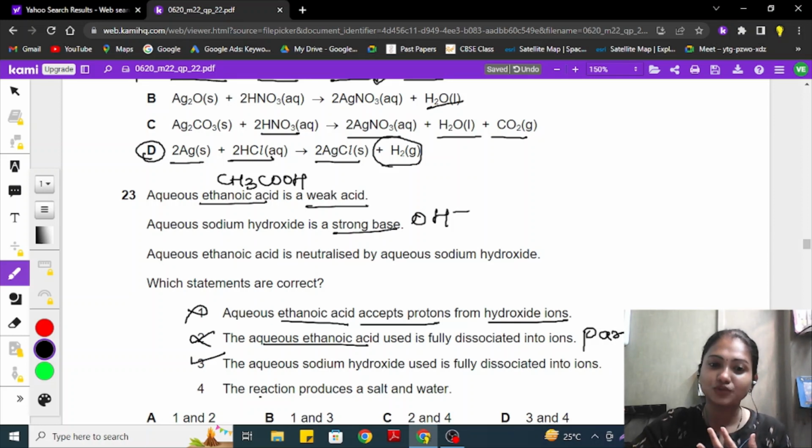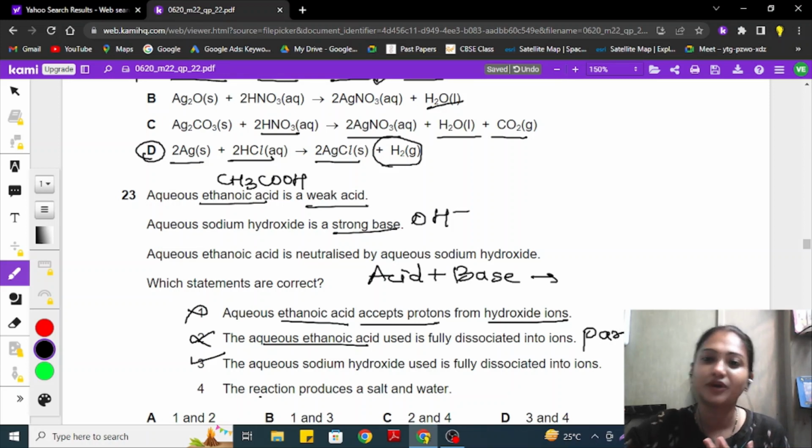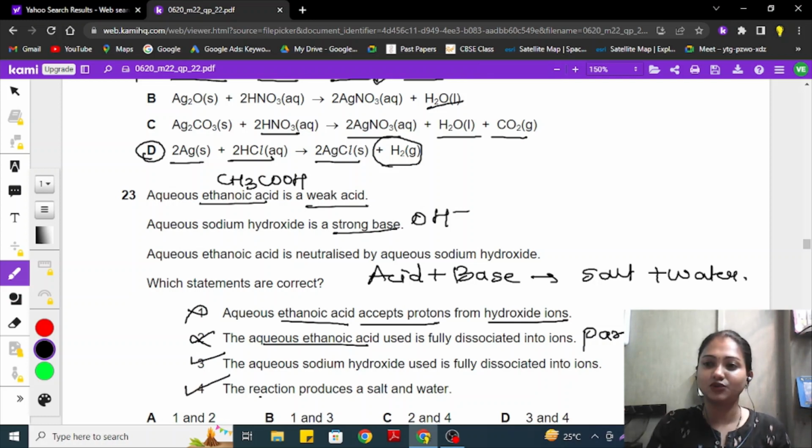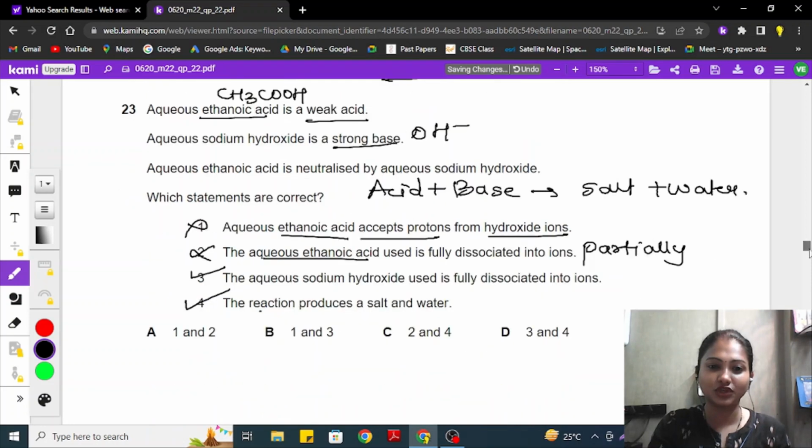And the reaction produces salt and water. Yes, neutralization is a reaction when an acid reacts with a base. We get two products, salt and water. Therefore, this is also correct. So let me see, do we have those as an option here? And yes, the correct option is third and fourth, which is D.